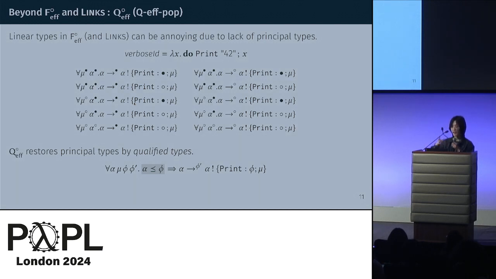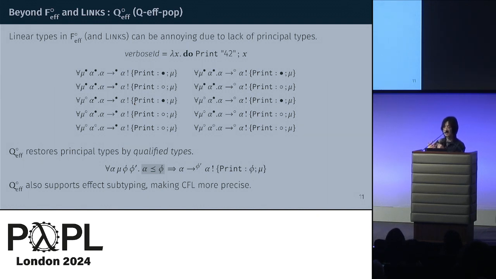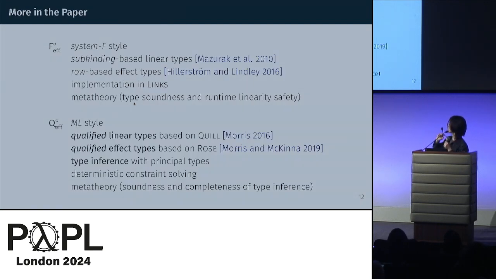It uses qualified types to combine all these 10 types into only one type with a constraint. And it also supports effect subtyping. What's interesting is that we found effect subtyping is very useful to make the tracking of control flow linearity more precise. If you want to know why, ask me later. Okay, so that's all. We have more things in the paper.